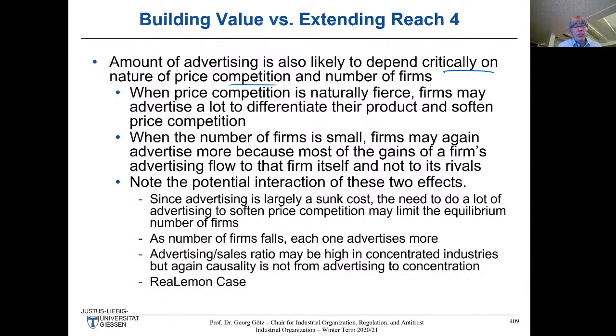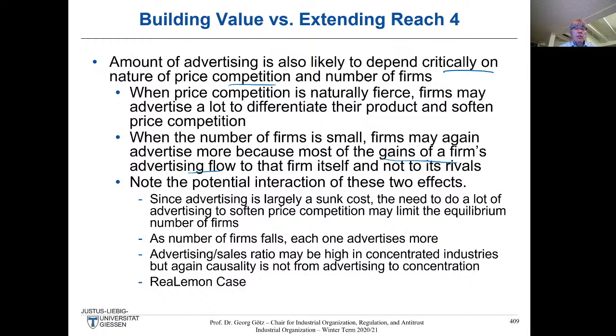When the number of firms is small, firms may gain from advertising, because most of the gains of a firm's advertising flow to that firm itself and not to its rivals. Think just in terms of smartphones. You advertise the very new properties of your new smartphone as Samsung, but then, I don't know, Huawei or some no-name Chinese producer comes up having the same kind of properties but not advertising, then of course some consumers might just switch to them.